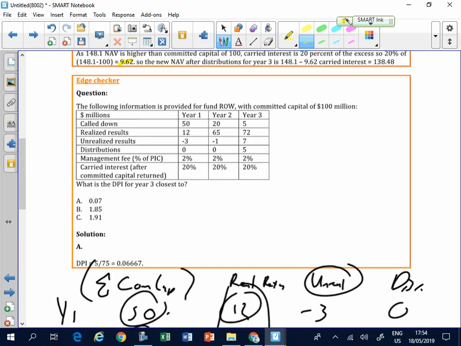So distributed to paid-in capital, you know only 5 was distributed out of the 100. And obviously distributed to PIC is going to be what you distributed back to the guys divided by the paid-in capital. Paid-in capital, you know, is 75. 5 divided by 75 is that. I mean, that's a quick answer you can get automatically.